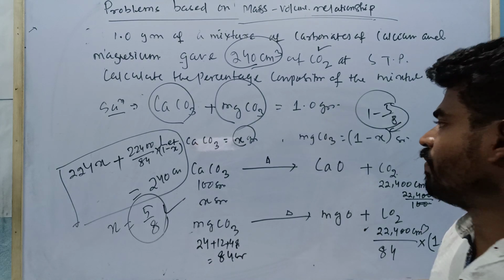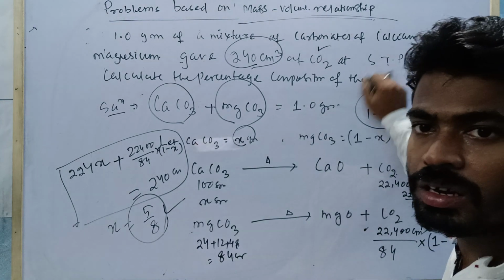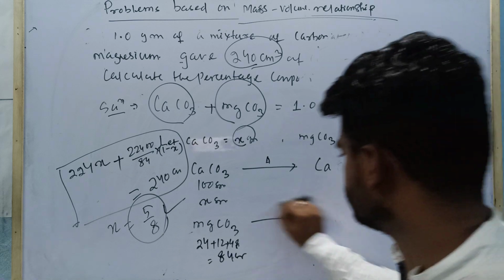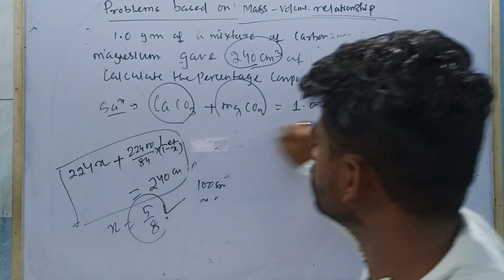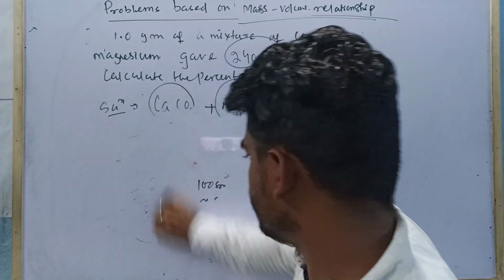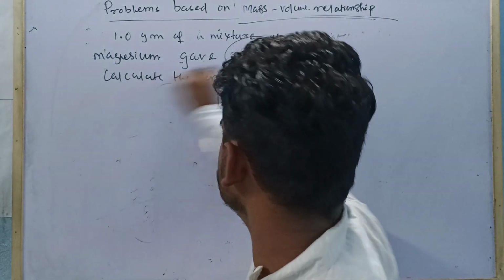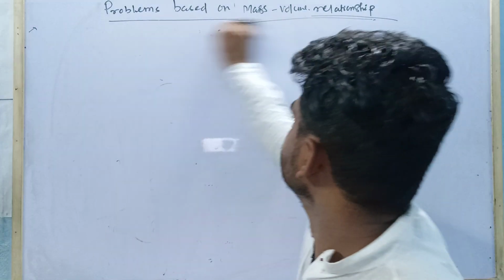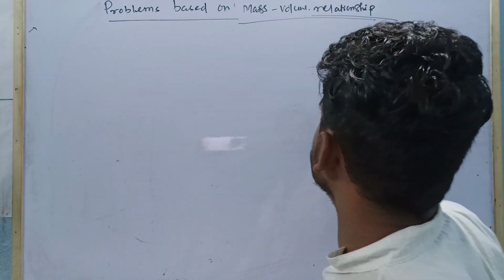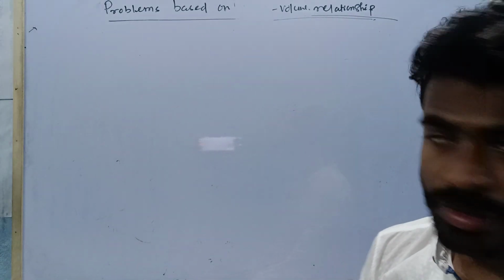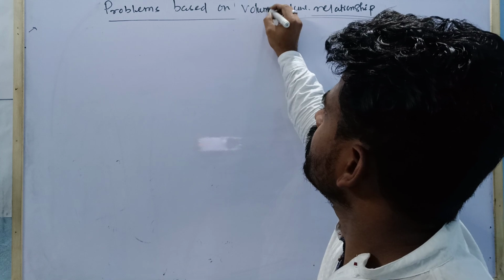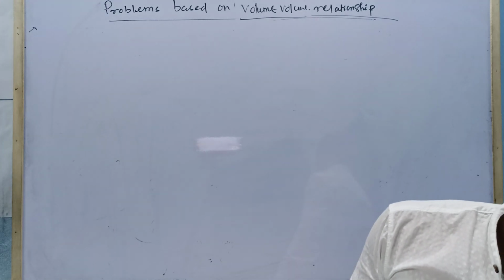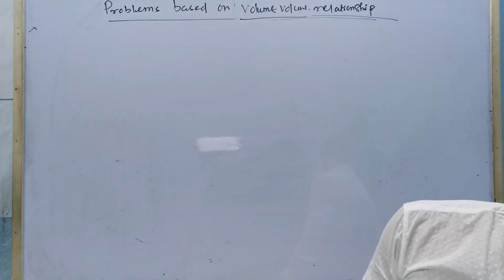Next we will go to the final step, that is problems based on volume relationship. वॉल्यूम के साथ वॉल्यूम को कंपेयर करना है. ठीक है, so one numerical I am going to do over here regarding volume relationship.